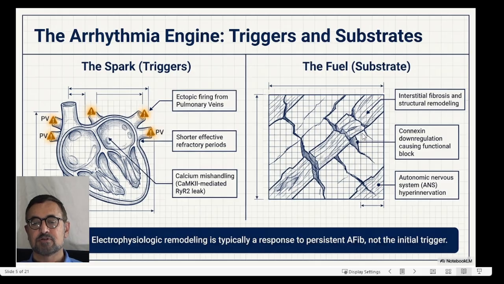The core electrophysiological model for Afib: on the left we have triggers, primarily ectopic firing from the pulmonary veins, often driven by calcium dysregulation. On the right we have the substrate, fibrosis, conduction block, and autonomic remodeling. The key insight here is that electrophysiological remodeling is usually a consequence of Afib, not the initial cause. This is why early intervention matters.